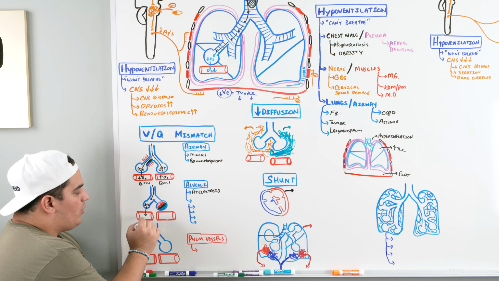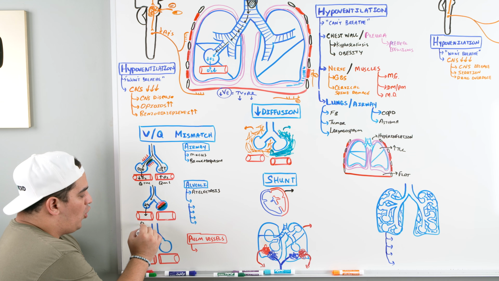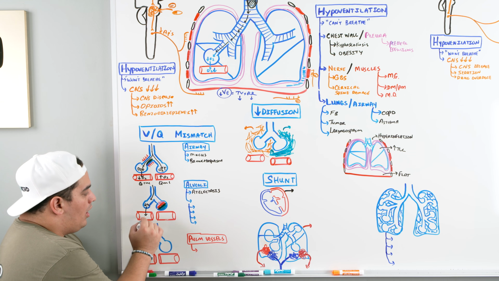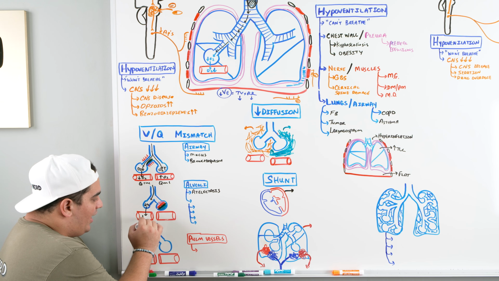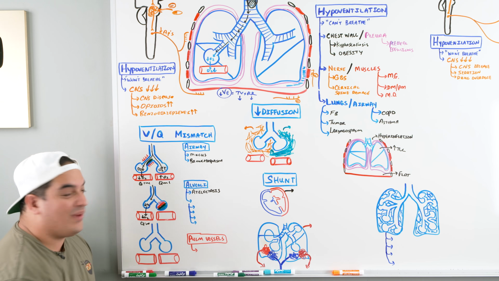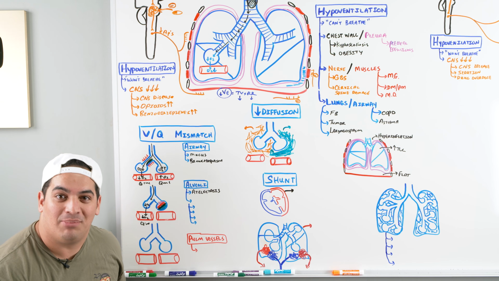So therefore, there's going to be a mismatch now, because here you can have normal perfusion, but there's a decrease in the ventilation process, so there will be less O2 going into this pulmonary capillary blood.